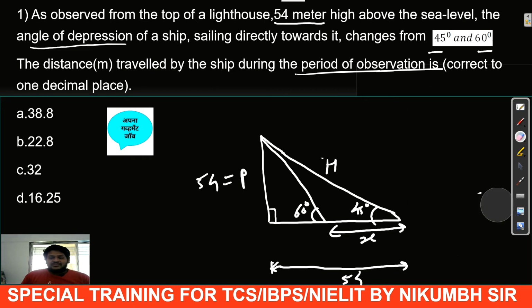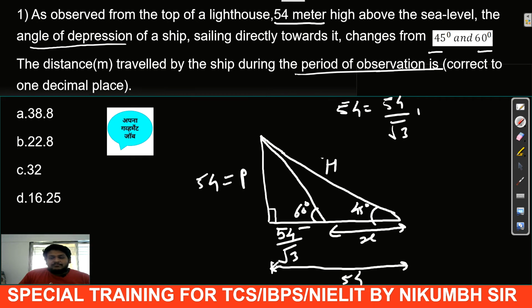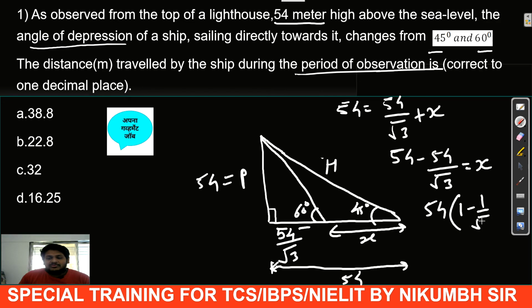Now we get the required values, that is 54 by root 3. This whole is 54 and this is x. Okay, so I can write like this. Total 54 is equal to 54 upon root 3 plus x, which means what is the value of x? This thing goes to that side, so it will become minus, because here it is plus. So 54 minus 54 upon root 3. Okay, x, and then we can take common, so we will get 1 minus 1 by root 3.